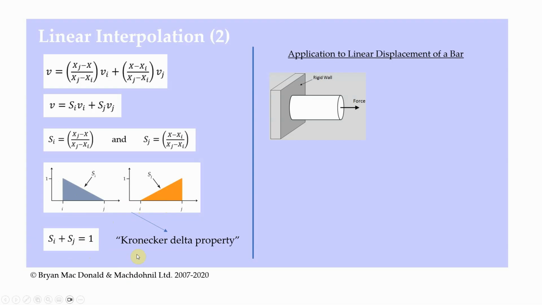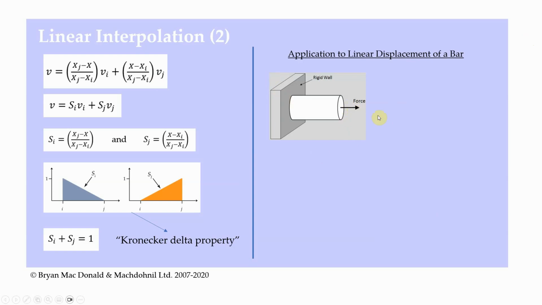So let's just try and bring what we just said there into some kind of physical reality, look at a realistic example and show how that would work. In this case, we're going to look at linear displacement of a bar. We have a bar that's rigidly fixed at its left-hand edge to a rigid wall, and there's a force applied to its right-hand edge.